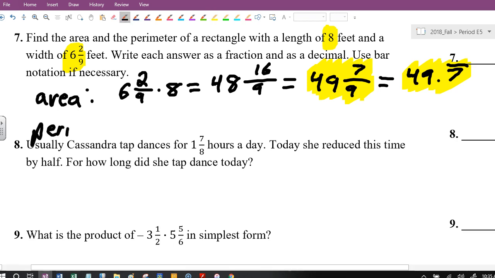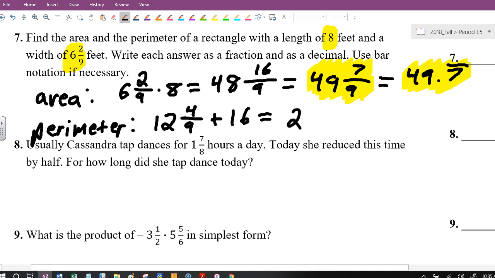Perimeter, you would just add 6 and 2 ninths with 6 and 2 ninths. Okay, and so you get 12 and 4 ninths. Okay, and the other one is 8, so 2 of those is 16. All right, that's pretty easy. So what do we get? 28 and 4 ninths.